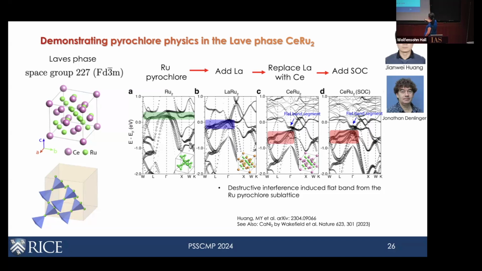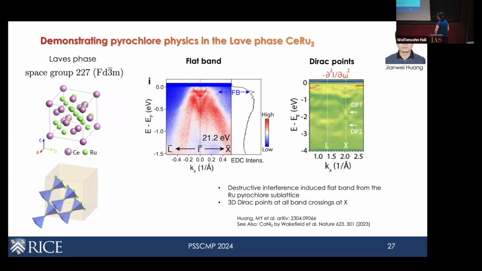And then you eventually add cerium, and these are the bands that we can trace out that are originating from the original destructive interference-induced flat bands. There are still portions of flat bands near the gamma point, but there's sufficient hybridization also with the rest of the stuff, which makes it less flat, but we can still find traces of this.